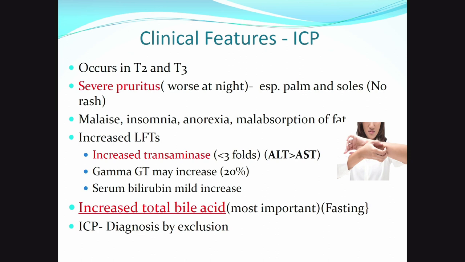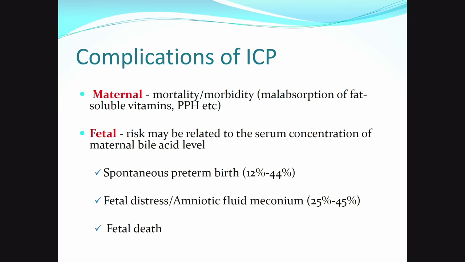They can have non-specific symptoms like malaise, anorexia, insomnia, and when you check the liver enzymes, they will be a little high. The most important thing is to check the serum bile acid level. It will be high in intrahepatic cholestasis of the pregnancy. We have to check the fasting bile acid level, because bile acid level will be high anyway after a meal. The diagnosis is made by excluding other medical conditions. It can create complications to the mother and the fetus, including fetal death.